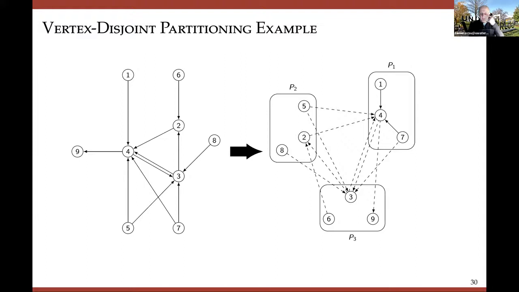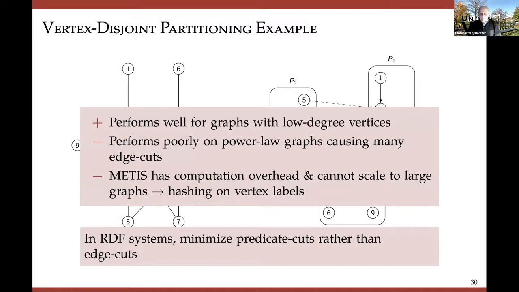So in a very simple case, I took one graph and used a hash function based on the vertex labels, and you get this, and all of these dashed lines are cuts, and that's actually painful. Vertex disjoint partitioning performs well for graphs where the degrees are low, but on power law graphs, which are very common, it causes many edge cuts. You can use METIS, but METIS has very high computation overhead, and it really doesn't scale to large graphs.